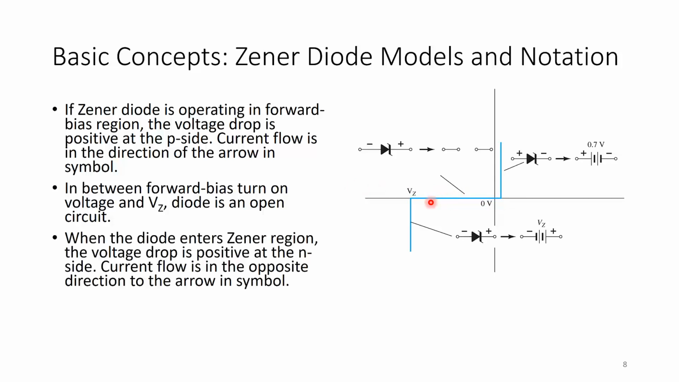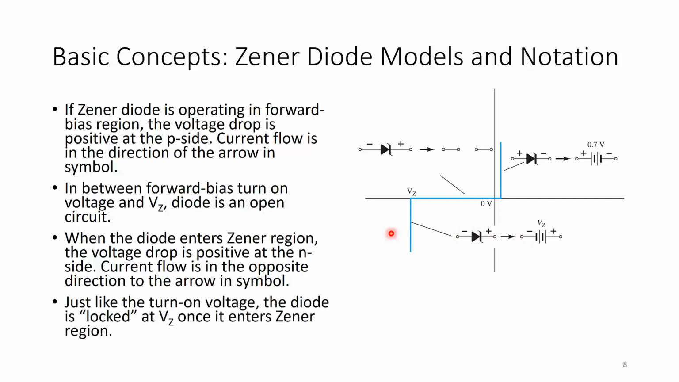When the diode enters the Zener region, the voltage drop is positive at the N side. Can you spot the difference? It's quite important when you redraw your circuits and put in the models, whether it turns on at VZ or at the forward bias. But usually if it's a Zener diode, we design it to operate in the reverse bias. So current flow is in the opposite direction to the arrow in the symbol. The current will flow from the positive terminal to the negative terminal. Just like the turn-on voltage, the diode is locked at VZ once it enters the Zener region.